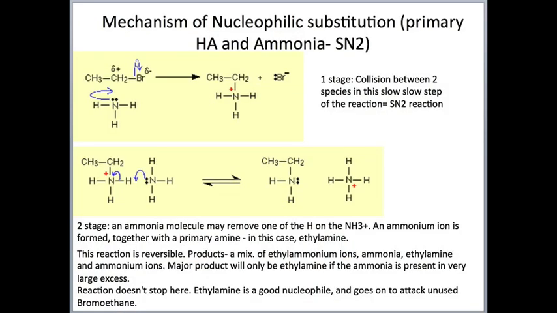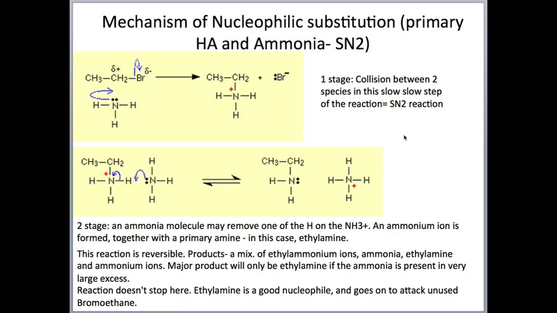Let's now consider the mechanism of nucleophilic substitution, and in this case we will look at the primary halogenoalkane reacting with ammonia, and this is also known as SN2. So in the first stage, the collision between two species is required, and this is the slow step. So here we have the ammonia and the primary halogenoalkane colliding.